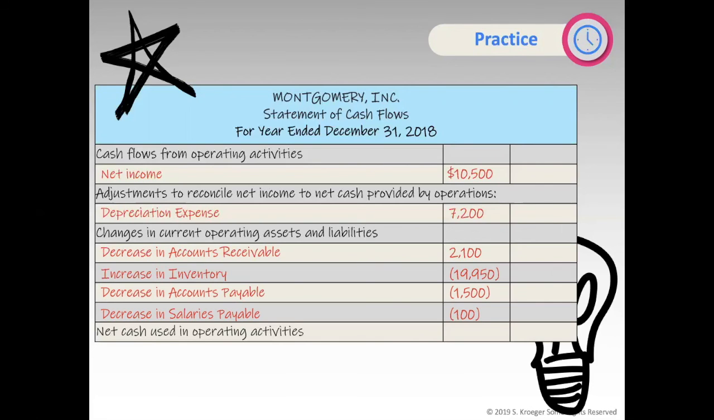The last thing to do is to total up this whole left-hand side column and then put the total on the right-hand side. When you total this column up, you should get negative $1,750. Don't forget to include the net income number. I see a lot of students who add everything up except for net income, but that's part of it. So make sure to include the entire column.